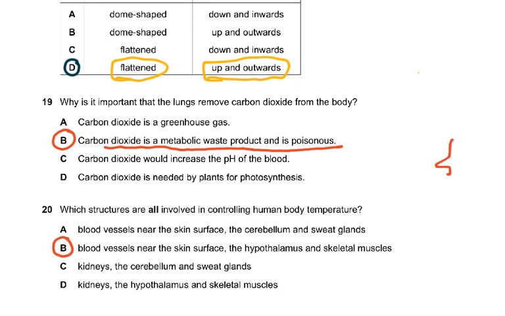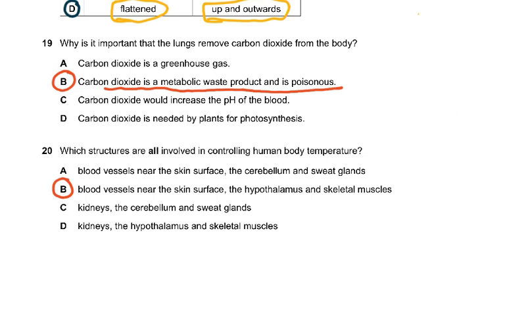Then coming on to question 20: which structures are all involved in controlling human body temperature? You enter a room that is very hot. Or you're ice skating, you fall into ice cold water, and you start shivering. The structures are blood vessels near the skin surface, the hypothalamus and the skeletal muscles. When you start shivering, that is when the skeletal muscles come into operation. It says all involved in controlling human body temperature, so this is what we had to answer.